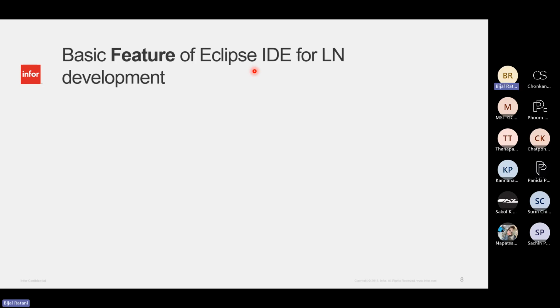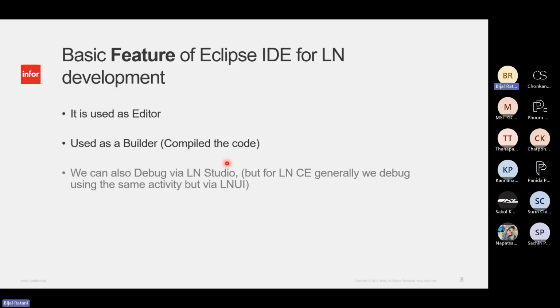Now, can you tell me what the features of Eclipse IDE are, if you have worked with it? It is used as an editor. Do you agree? Yes. Correct. Second thing, compiler. Very correct. If you build any code, it is used to compile the code. Then third thing is you can debug. Debug in the sense you can check your code via LN Studio. But in LNCE, the LN Cloud version, we generally do it through LN UI. I will teach you how to debug through LN UI, which is much easier, and there is no other setup that we need to do. So we will always be using LN UI for debugging.